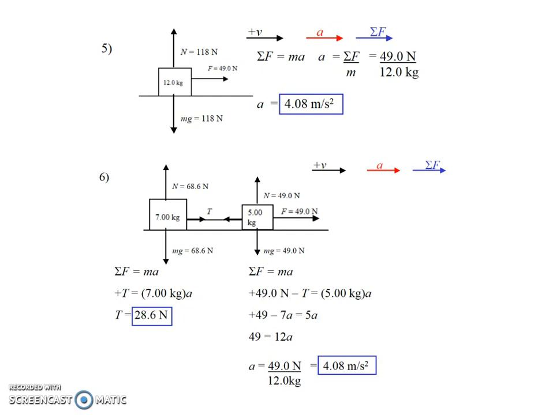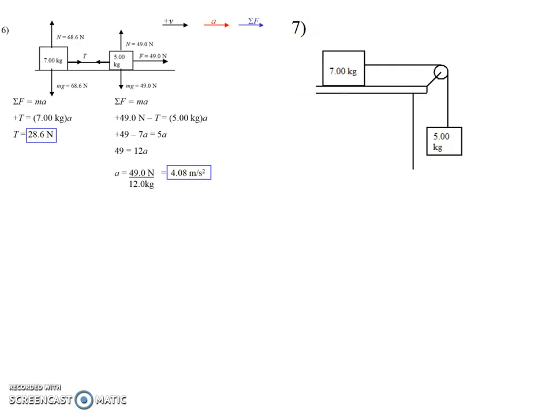Okay, so let's go on to problem 7. Problem 7 looks like this, where now we take the 7 and the 5 kilogram objects, the string is attached between them, and now the string passes over a pulley. This circle here represents a pulley, which is really just a way for the string to be redirected into a new direction, in this case from horizontal to vertical.